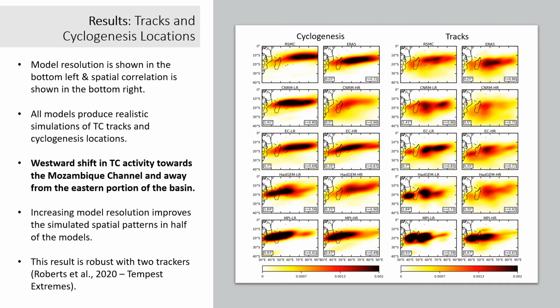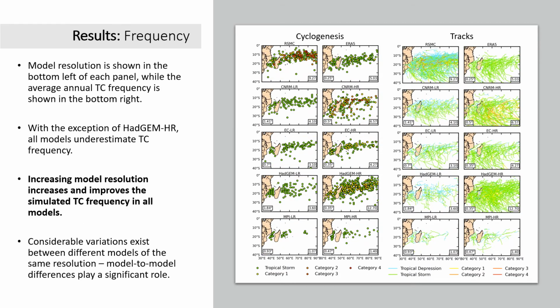For both cyclogenesis locations and tracks, an increase in resolution increases the spatial correlation with respect to observations in HadGEM and MPI, but it actually deteriorates it in CNRM and EC. So this suggests that resolution is not a controlling factor on the spatial distribution of cyclogenesis locations and tropical cyclone tracks. And using the results of a 2020 study by Roberts, we found that this result was robust with 2 trackers. Now looking at frequency, observations show that over the study period, the Southwest Indian Ocean experienced an average of about 9.3 tropical cyclones each year.